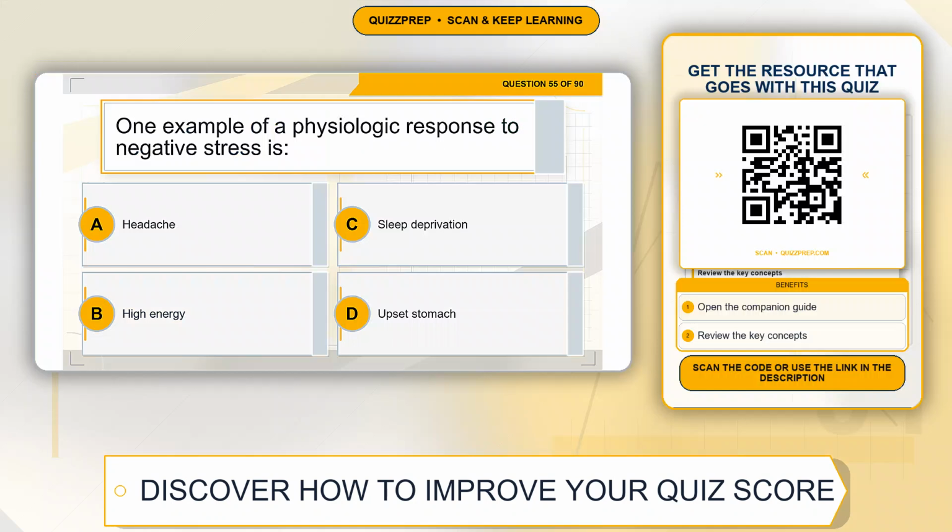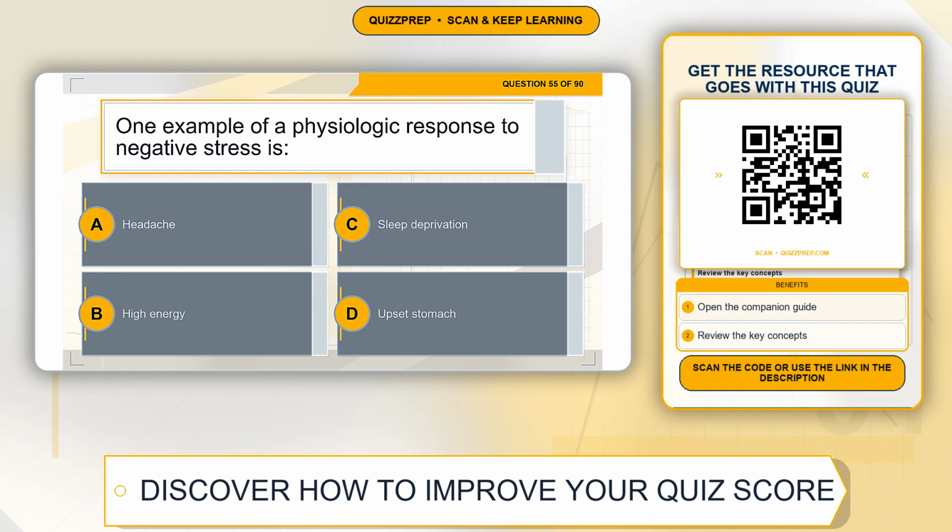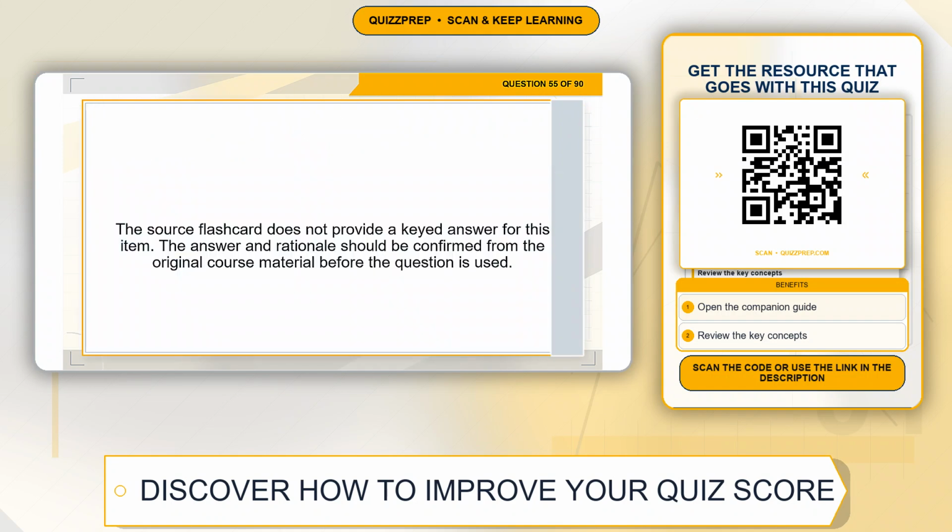Question 55. One example of a physiologic response to negative stress is: Option A, headache. Option B, high energy. Option C, sleep deprivation. Option D, upset stomach. The correct answer is not shown. Explanation. The source flashcard does not provide a keyed answer for this item. The answer and rationale should be confirmed from the original course material before the question is used.